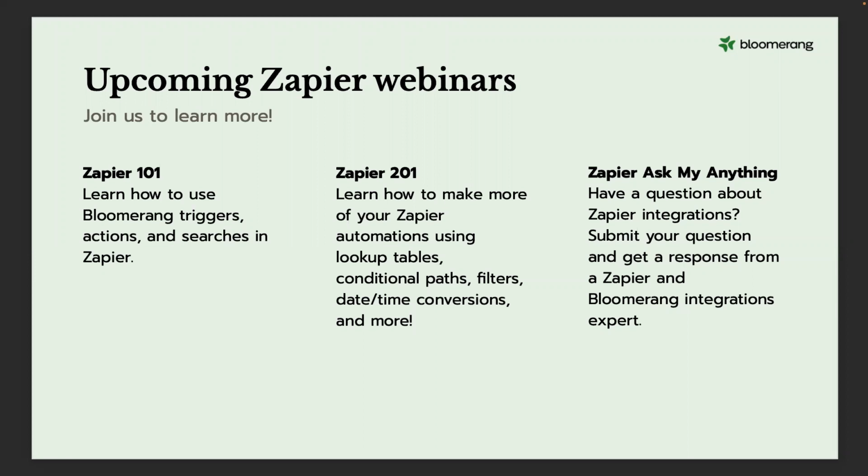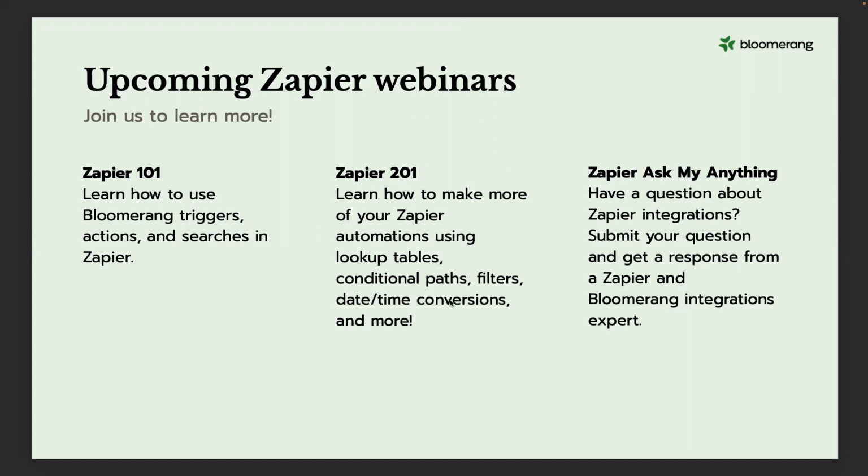So the 101 webinar is scheduled for July 13th, and the 201 webinar is scheduled for July 27th. If you're interested in attending those, you can put those little reminders on your calendar. And then the Ask Me Anything is scheduled for August 24th. So a few really good webinars coming up here.